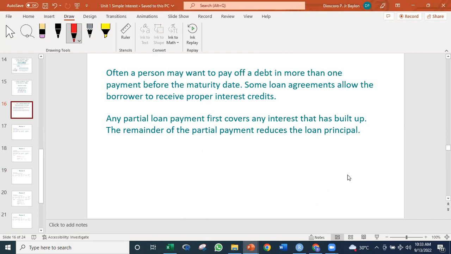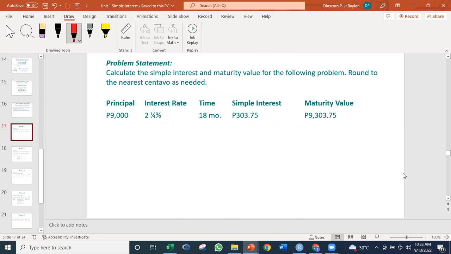Okay, how do we do that? How do we compute for the payment? All right, so let's take a look at this example. We're asked to calculate the simple interest and maturity value for the following problem. So first, the principal is 9,000. The interest rate, which is of course annual, is 2.25%, and the term is 18 months. The simple interest is 303.75, and then the maturity value is 9303.75.